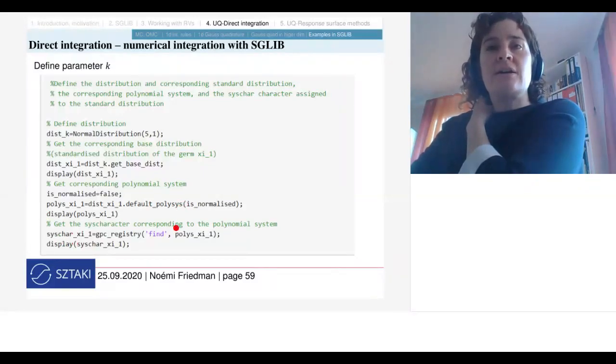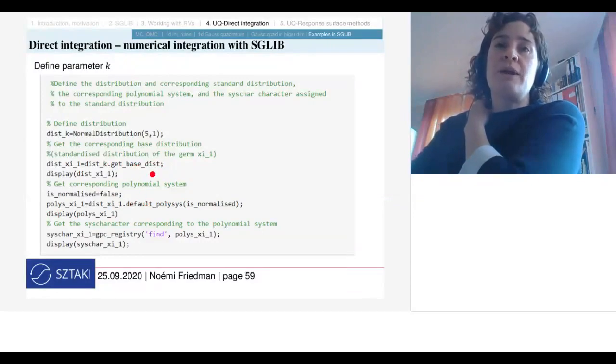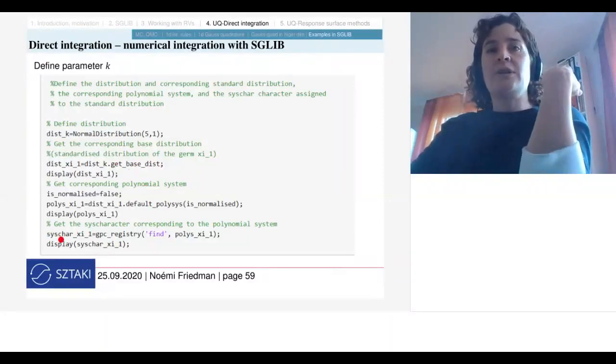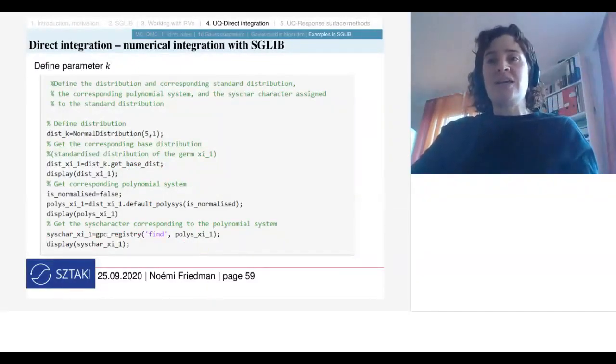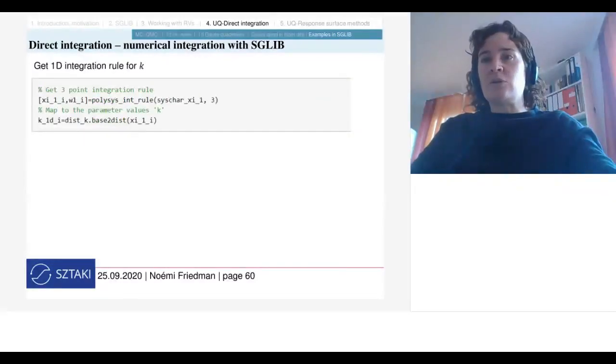Sorry, this is the syscar, and the polysys gives you what polynomials correspond to this base distribution. So you have this base distribution, and then you have a default polynomial which is orthogonal with respect to this base distribution, and you have a corresponding letter that you get from this GPC registry function. It seems a bit complicated when you try it out, but you see it's not so complicated actually.